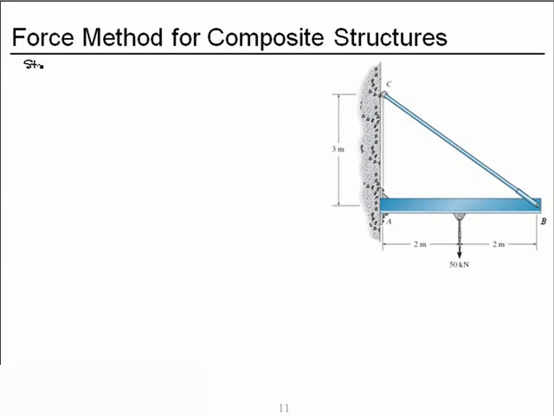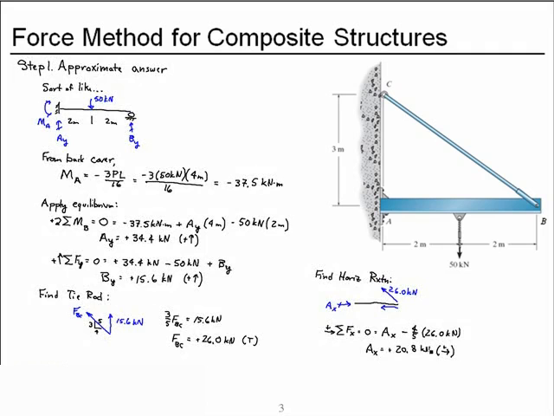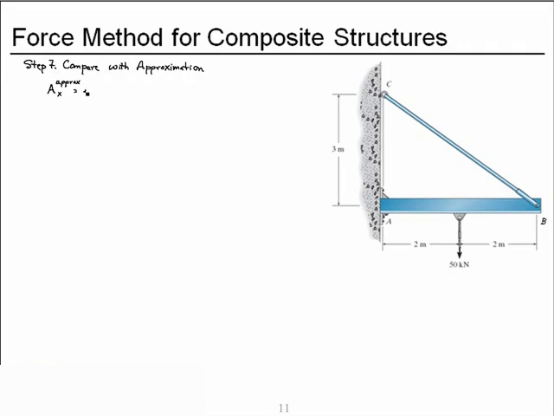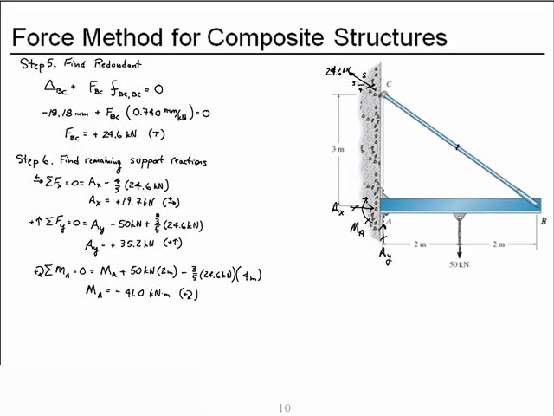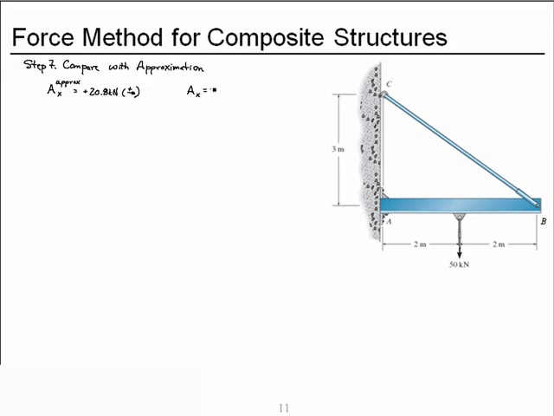Now let's compare our force method results with our approximate results. We had found through our approximation that we expected the horizontal reaction at A to be approximately 20.8 kilonewtons acting to the right. From the force method, we obtained 19.7 kilonewtons acting to the right. Those two are reasonably close.